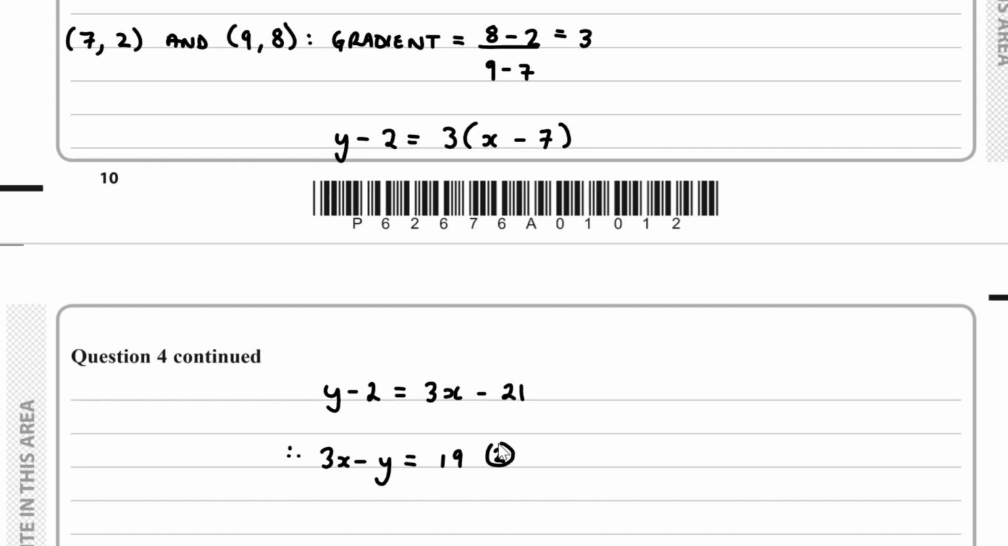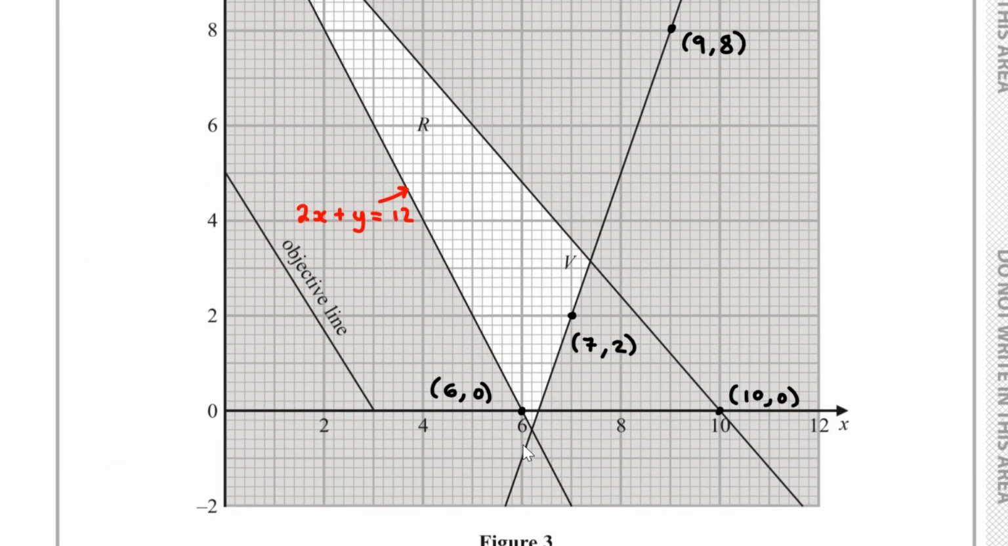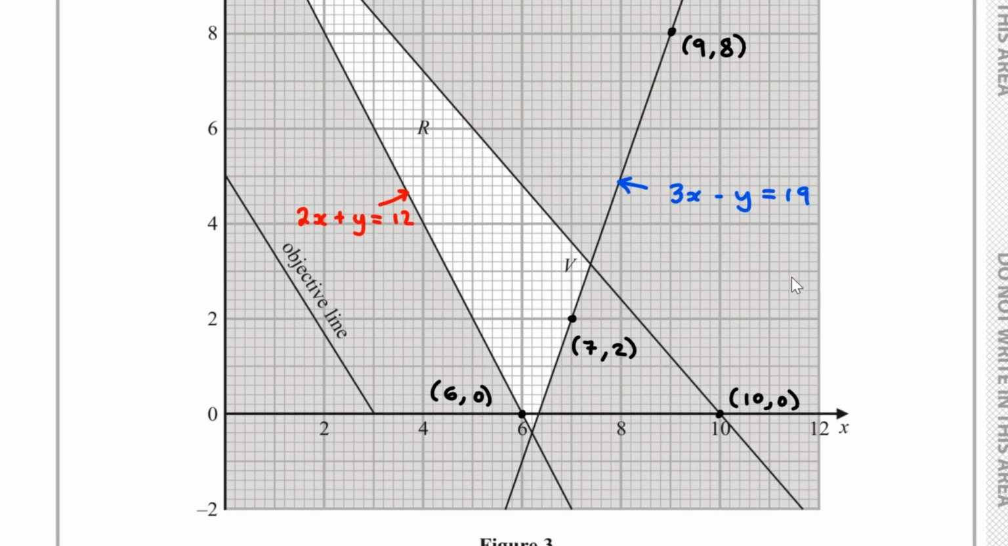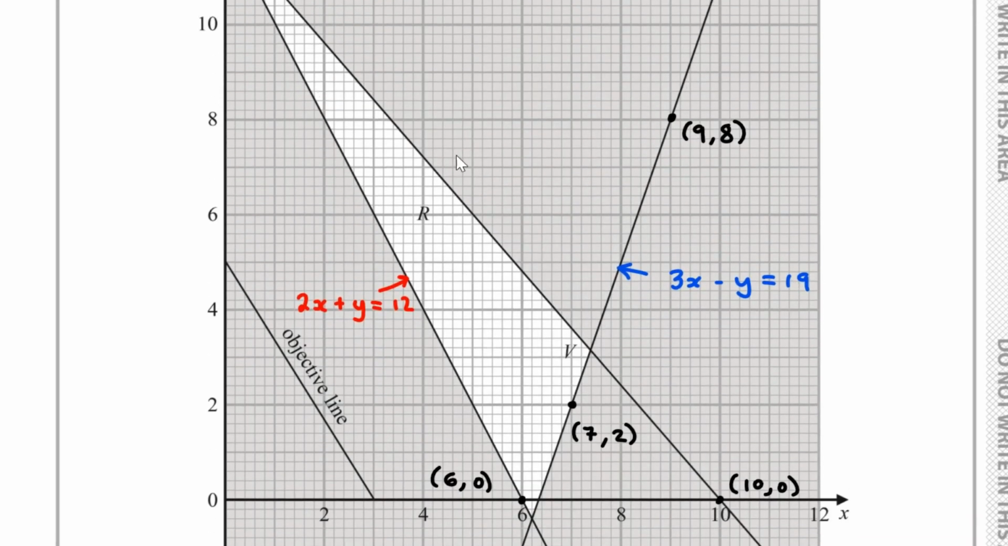So we'll call this equation 2, and let's add this to the diagram. This straight line over here is 3x minus y equals 19. Let's now consider this line over here.